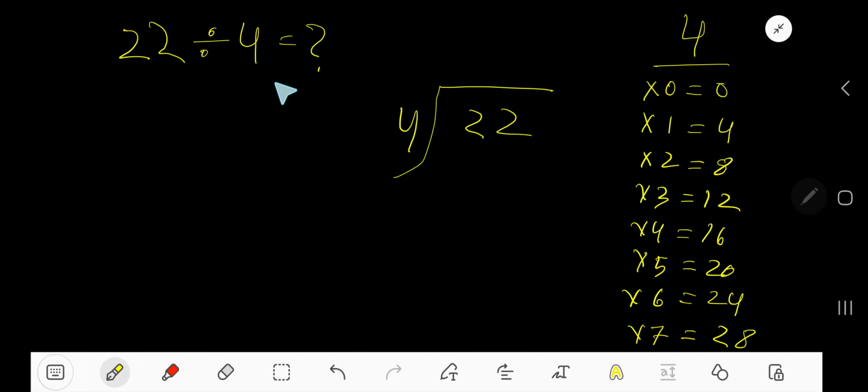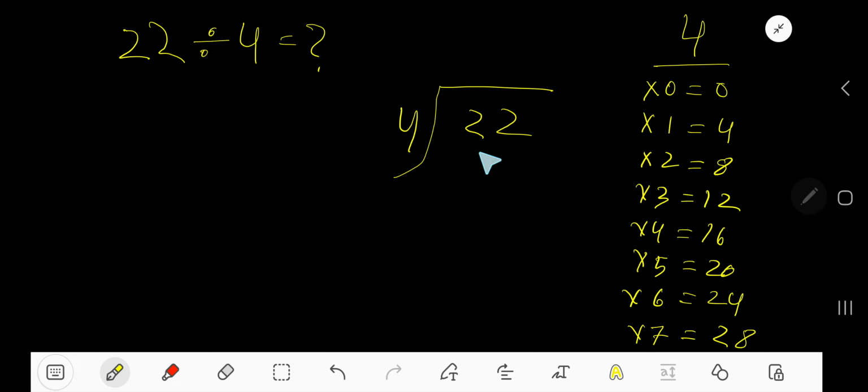22 divided by 4. Here 4 is a divisor, so we need the multiplication table of 4. 4 times 0, 0. 4 times 1, 4. 4 times 2, 8. 4 times 3, 12. 4 times 4, 16. 4 times 5, 20. To find the multiplication table of 4, just add 4 to the previous step: 0 plus 4, 4. 4 plus 4, 8. 8 plus 4, 12. 12 plus 4, 16. 16 plus 4, 20.